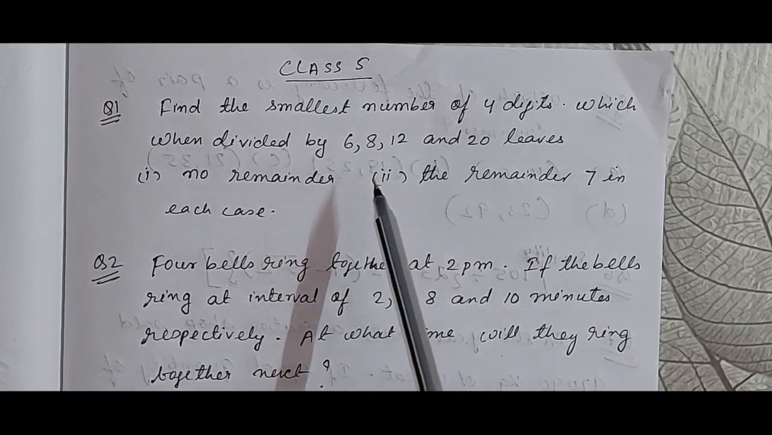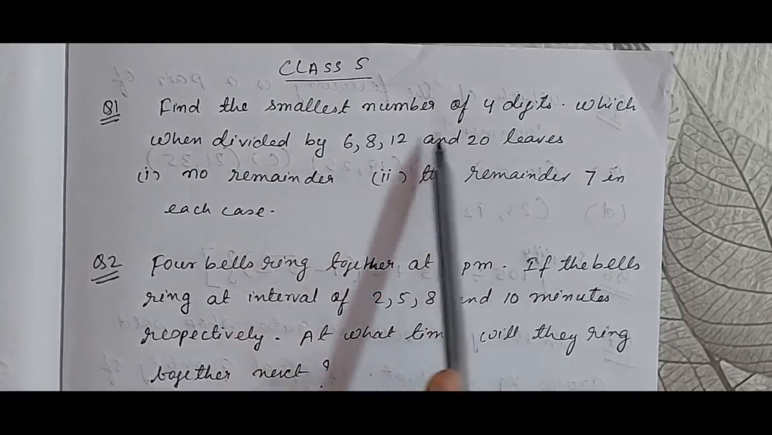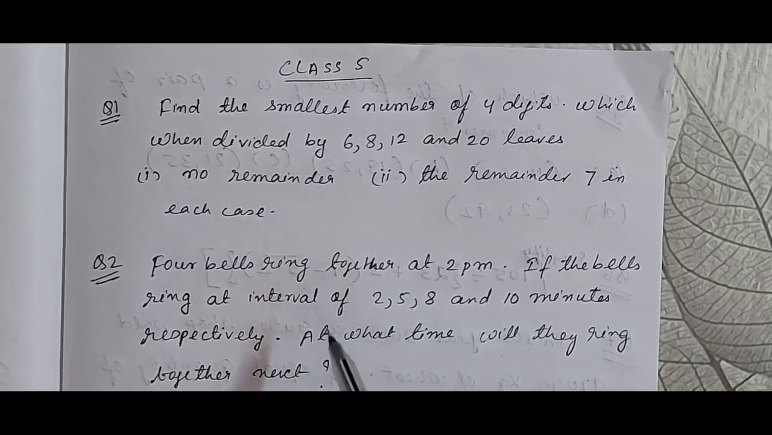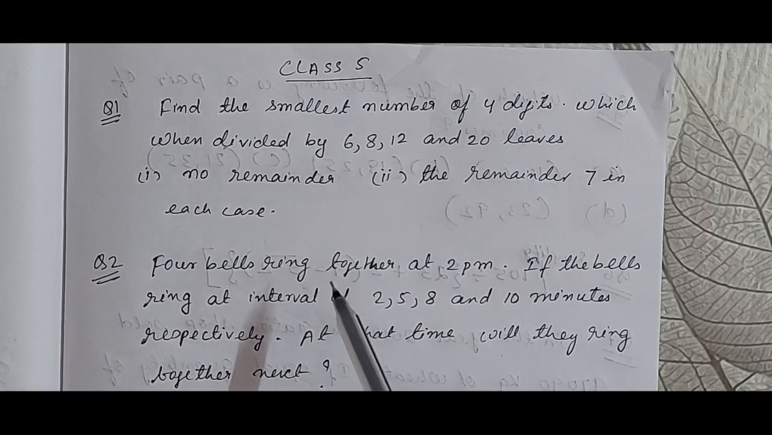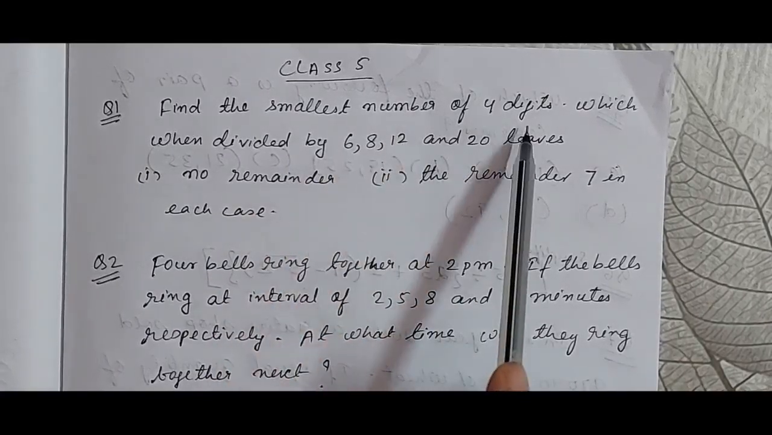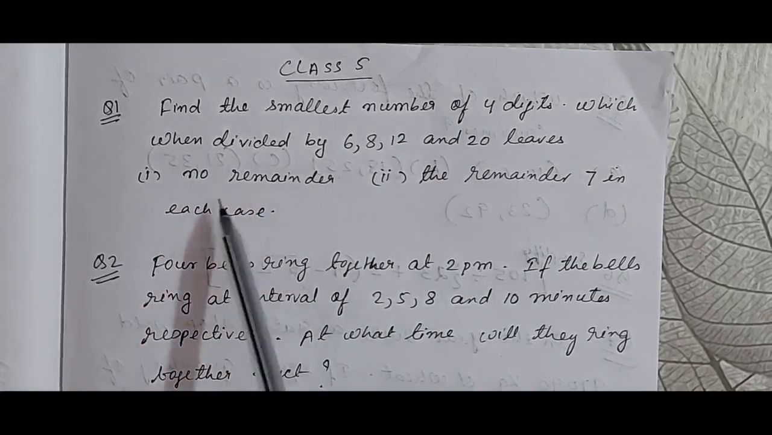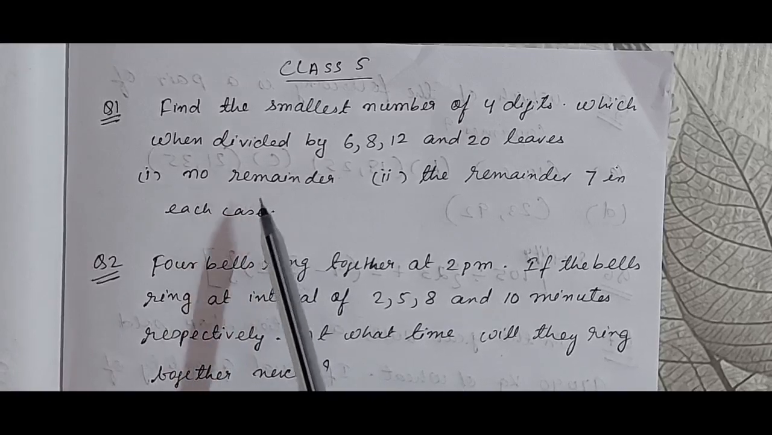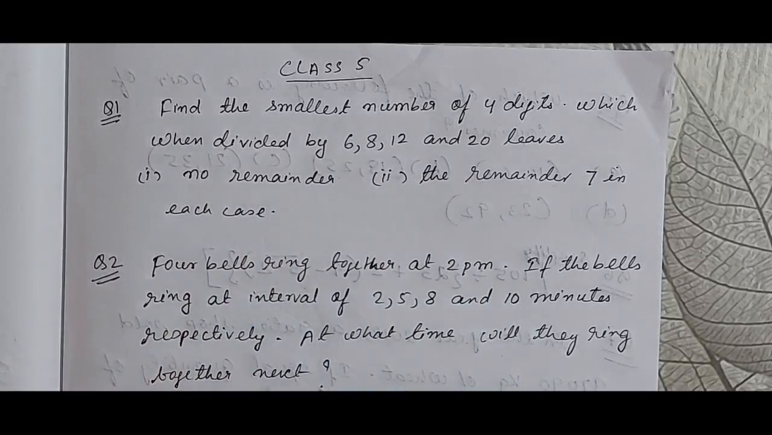So we have to use the addition rule here. Take out the difference of the divisor and the remainder. Divisor is the LCM of these 4 numbers, and if you take out the difference, that is divisor minus remainder, and add whatever difference we get to the smallest number of 4 digits, we will get the answer for bit 1. That is, you will get the smallest number that is exactly divisible by these 4 numbers, leaving no remainder.